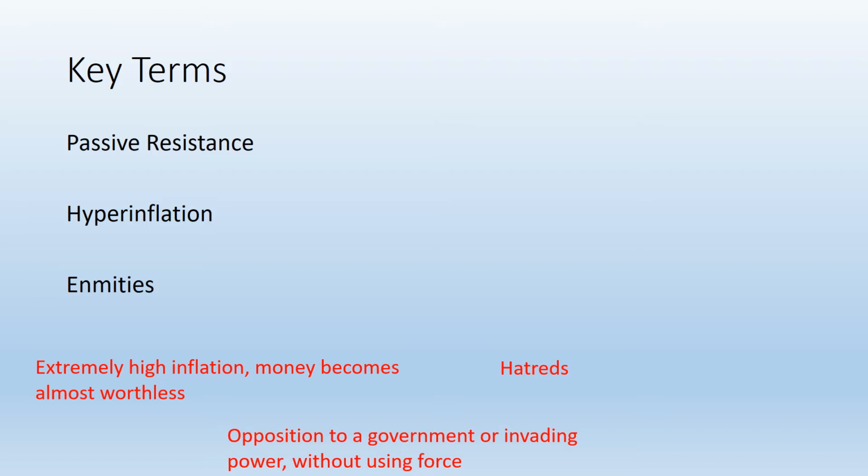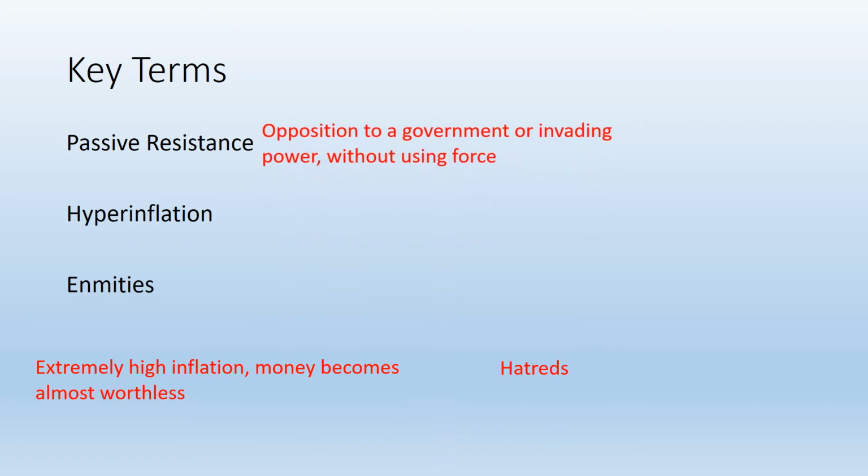So let's look at passive resistance. It's a way of opposing somebody without using any kind of force. We'll have learned about passive resistance from Martin Luther King. He was an example of someone who didn't use violence or force, but he resisted something in society, for example racism that he didn't like, and he did so peacefully. The Germans are going to do the same against the French and the Belgians in trying to stop paying reparation payments, and we'll look at exactly how they did that in a few moments.